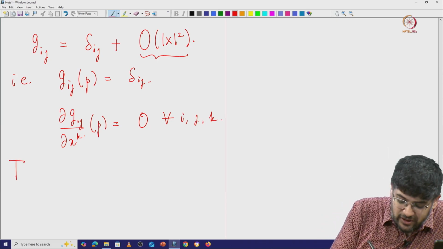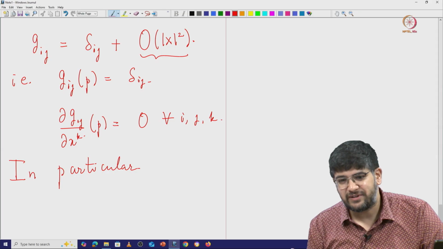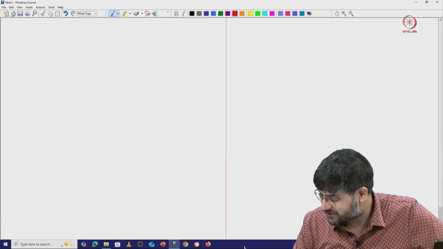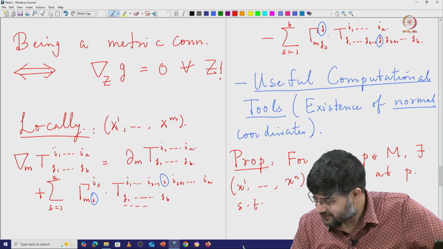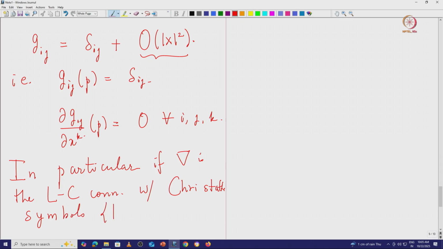Okay. So in particular, if you go back to our formula for the Levi-Civita connection, sorry, I should say: in particular, if this is the Levi-Civita connection with Christoffel symbols gamma ijk, then at P gamma ijk would all be 0.